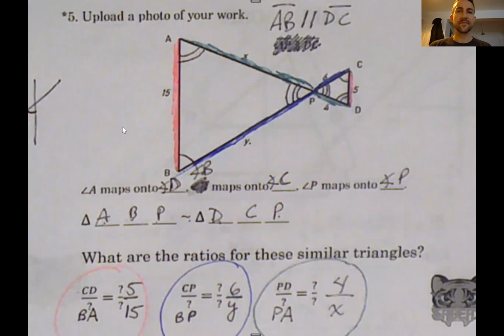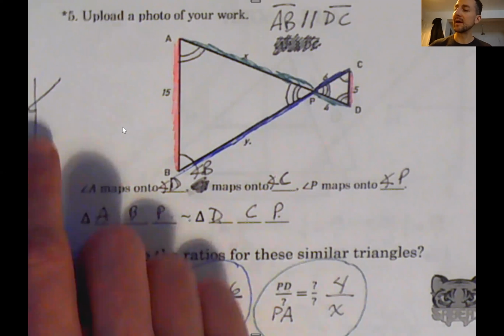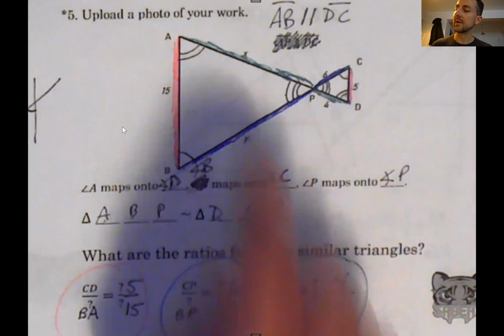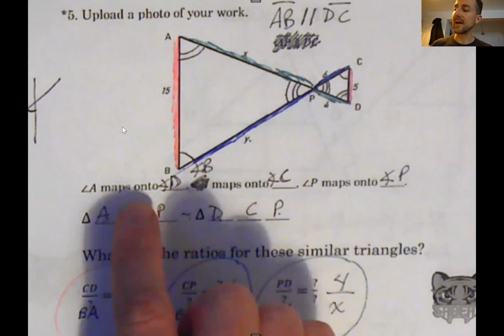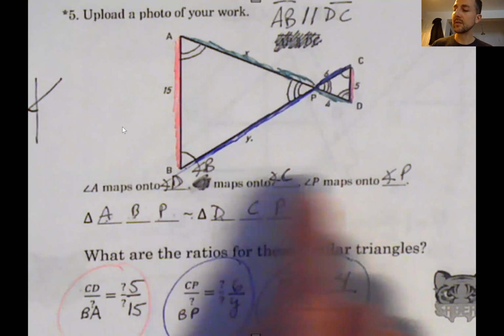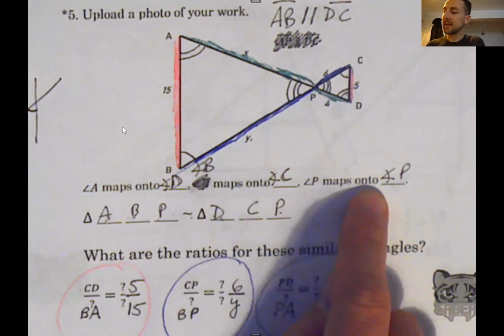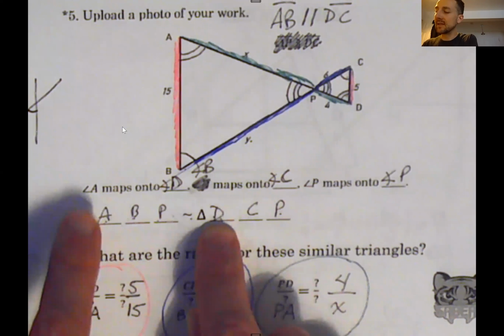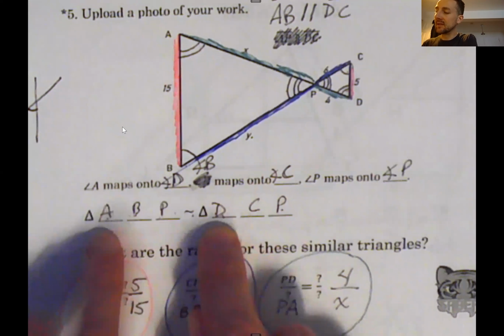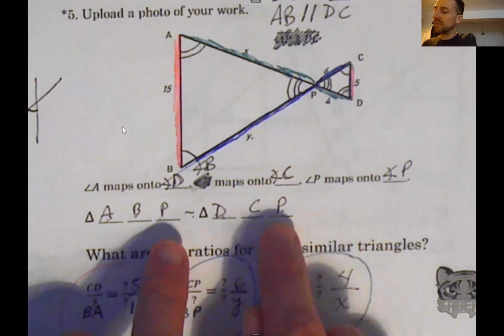So there you have it. That's how you map the coordinates onto each other. In this case, using our relationship from parallel lines cut by a transversal. There were two transversals. Then from there, figuring out what angles map onto each other because they're congruent. Then using the mapping to write the similarity statement, A with D, B with C, and P with P.